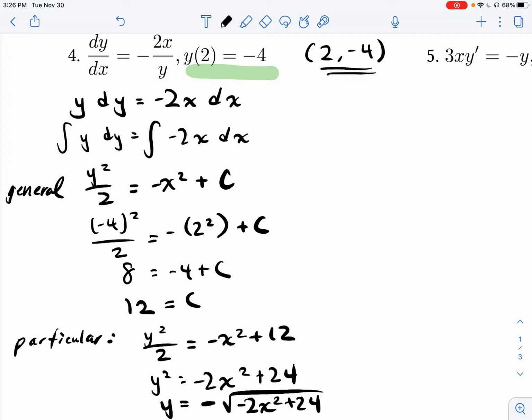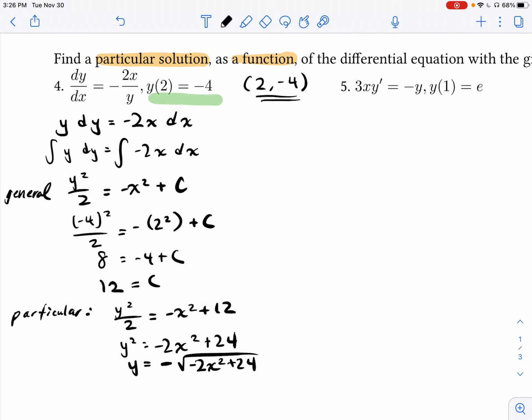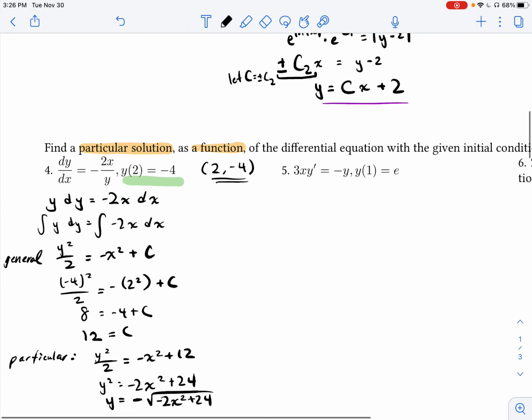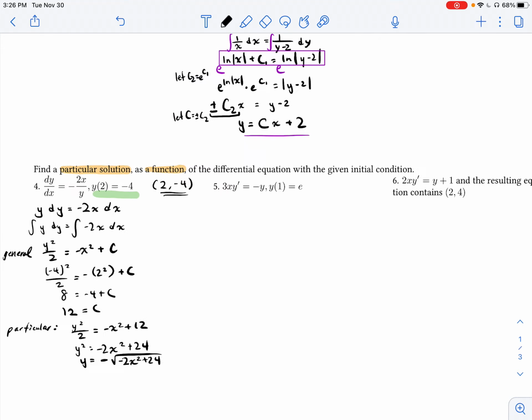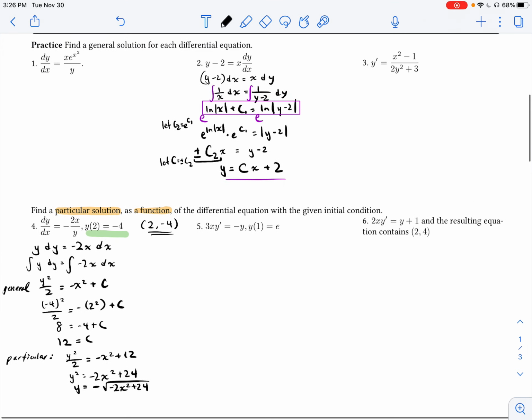Okay. So hopefully this helps you understand how to solve differential equations and the difference between finding general and particular solutions. Go ahead and work through the rest of these problems and check your solutions with what I have in Schoology.